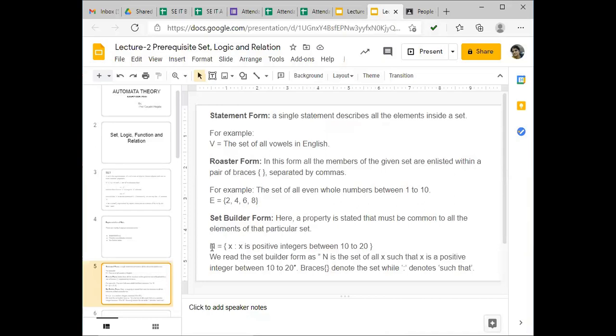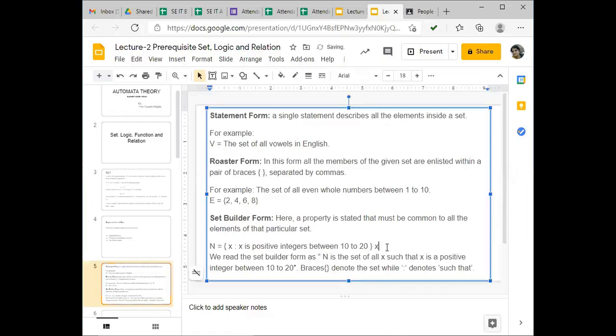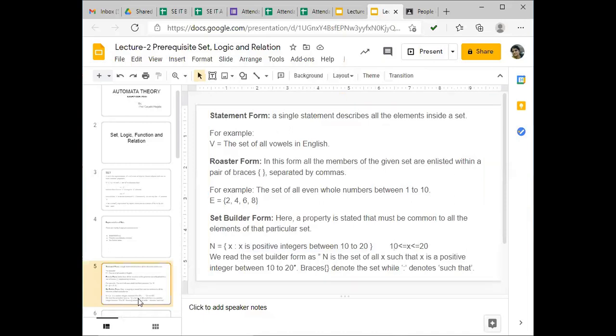Okay, see, here is another example of set builder form. N = {x | x is a positive integer between 10 and 20}. Here I have written x is a positive integer between 10 and 20. I can also write 10 ≤ x ≤ 20. I'll write it so that it is more clear: 10 ≤ x ≤ 20, that is, x lies between 10 and 20. I can write even this way. This is another representation. Instead of this whole thing, I can write even this. Okay, this is known as set builder form. There are three ways of representation of a set. Okay, I hope this is clear.